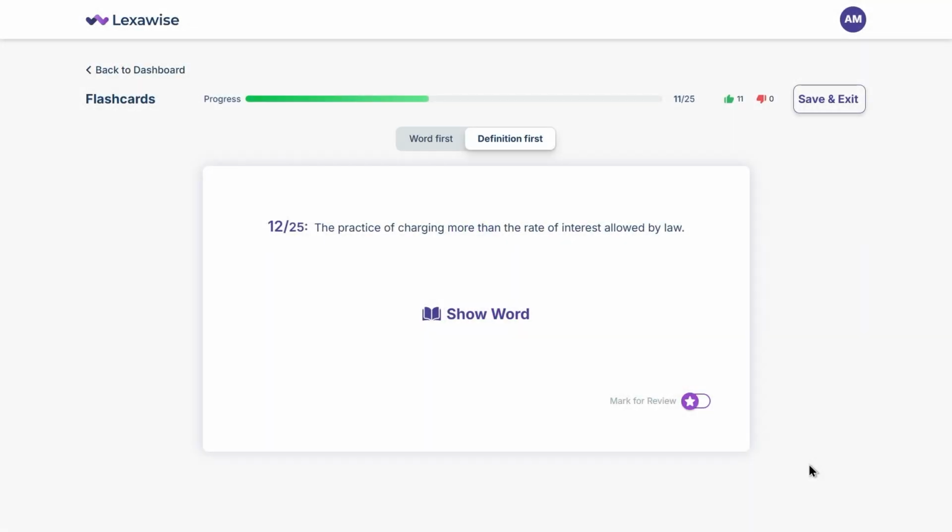This protects borrowers from predatory lending, the practice of charging more than the rate of interest allowed by law. What's it called when interest rates are illegally high?